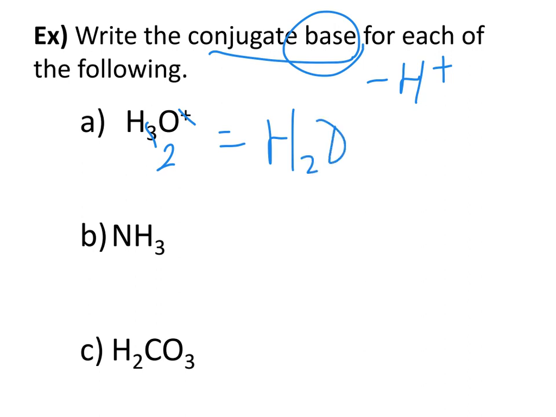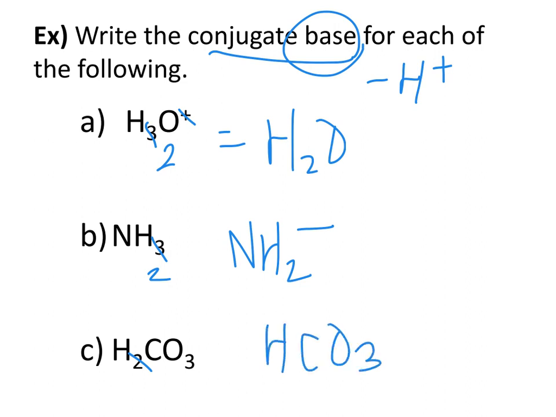For B, when we knock off the hydrogen, 3 becomes 2. And then if it's neutral and you knock off a positive, our NH2 would gain a minus charge. You're going to see something similar in the next one also. Losing a hydrogen brings H2 down to just H1. So we have HCO3, and it's neutral, so it becomes a minus 1.